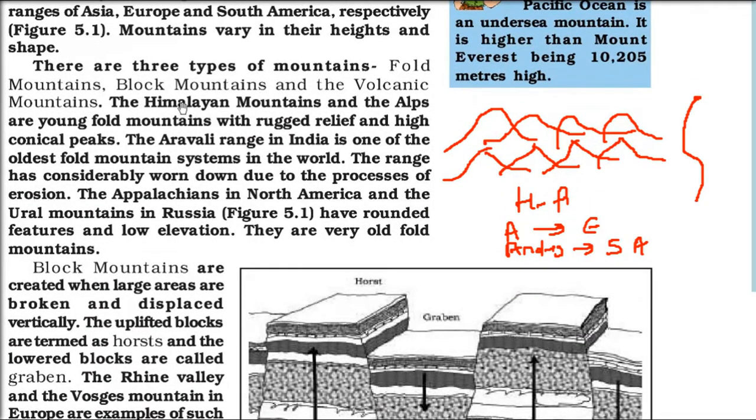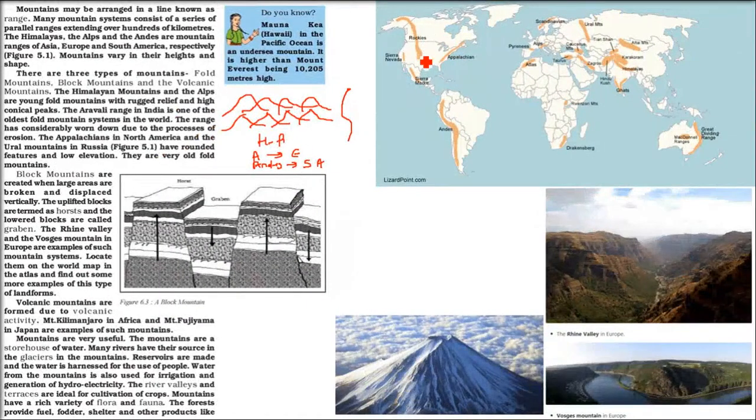We'll see just now. And the Himalayan mountains and the Alps, I told you, these are fold mountains, but these are young. Young means they were created, not in 1 or 2 years or 10 years, it's thousands of years. But if you compare with the history of the universe, then they are still young, and they have a very rugged relief and high conical peaks. This means the relief is not plain; it is rugged, and the peak is very sharp.